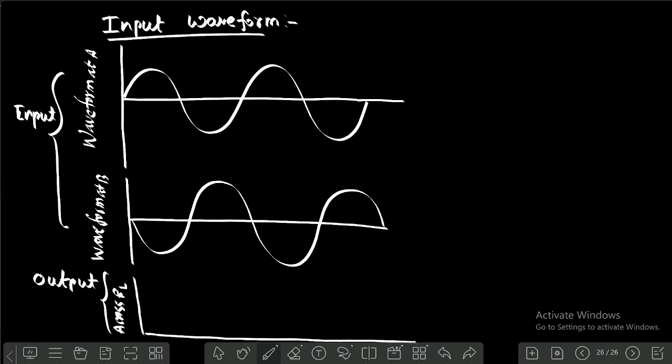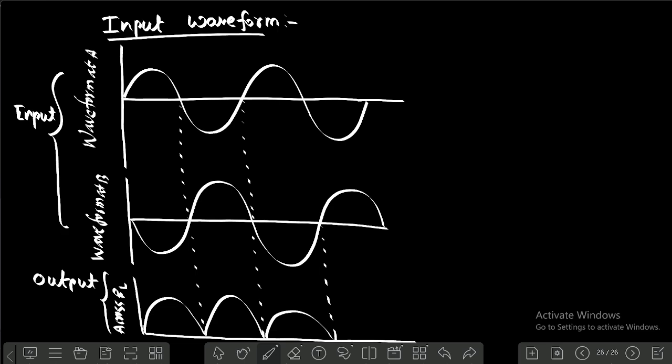Now see how output comes from input, you check. The graph will come like this. Here also output will come, here also output will come, and here also output will come. Now this output is coming due to D1, right? Here D2. This is coming due to D1, again this is due to D2. Like this you would write.